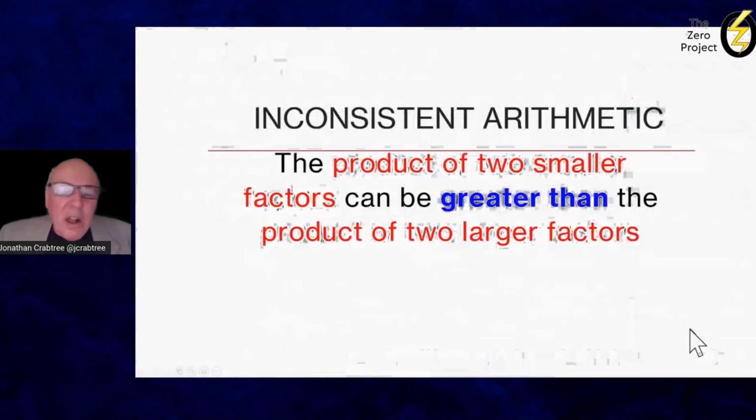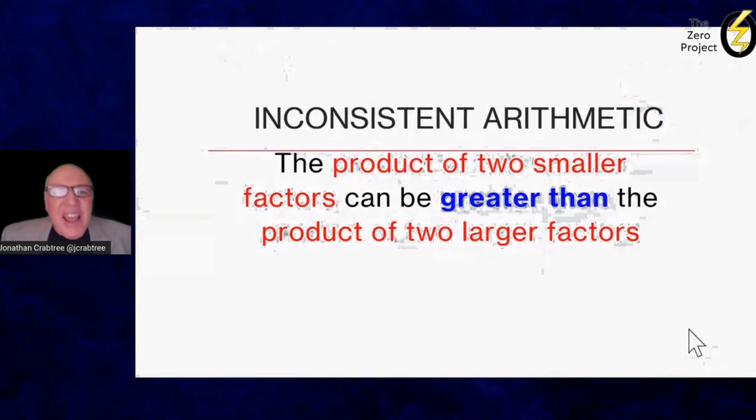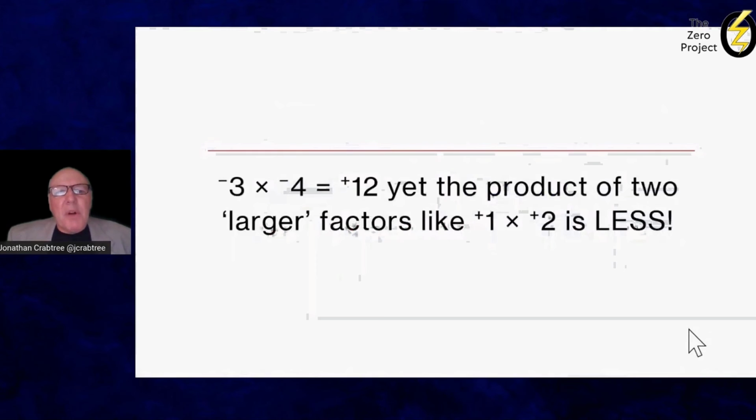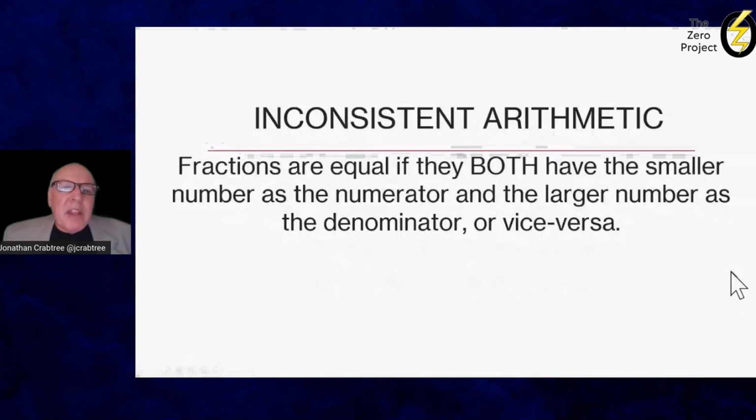What I noticed as a child was that 0 was not understood today. As a student, I was noticing things like the product of two smaller numbers or two smaller factors can be greater than the product of two larger factors, because you have -3 multiplied by -4 equals +12, and yet the product of two larger factors on the number line, like +1 multiplied by +2, is less. Here's another example of inconsistent arithmetic today, because the 0 vanished as defined by India and Brahmagupta.